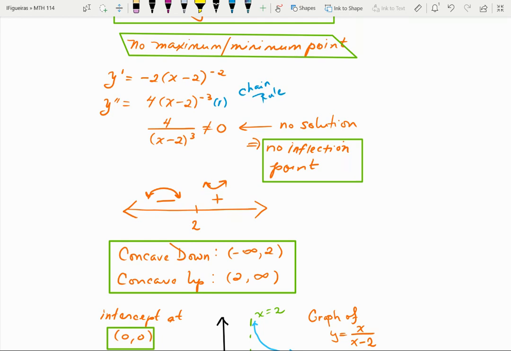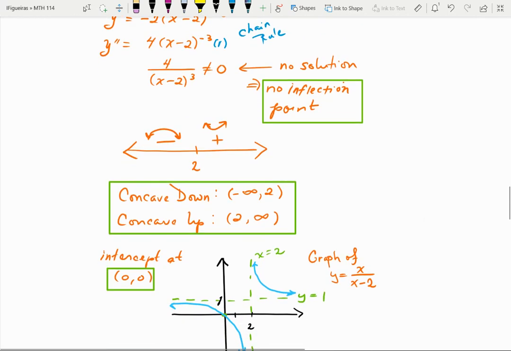So if you recall, we didn't find any maxes or mins. We didn't find any inflection points. So we really have no points to plot. So we should try to find something. An easy one is to find an intercept. So when x equals 0, if you plug it in here, your y is also 0. So I have an x and y intercept at the origin at 0, 0. So I'll plot that.